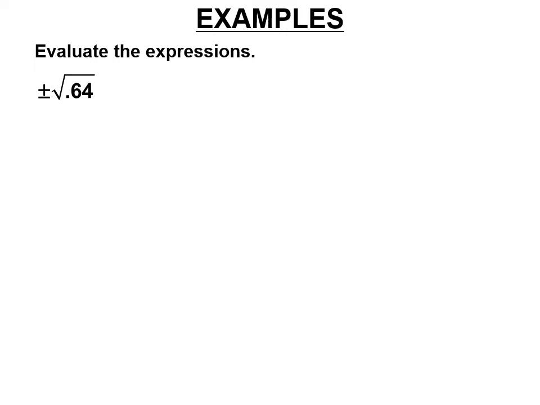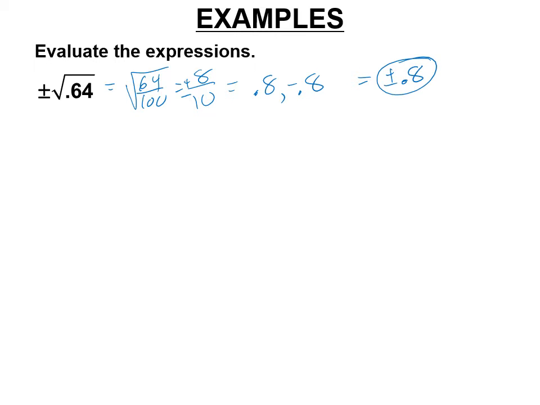All right, so what's that? Well, square root of 64 hundredths, you should maybe be able to do this in your head now, is 8 tenths. And we want both, so it is 0.8 and negative 0.8. Yes, and you can actually write this as plus or minus 0.8 like that, positive or negative 0.8.